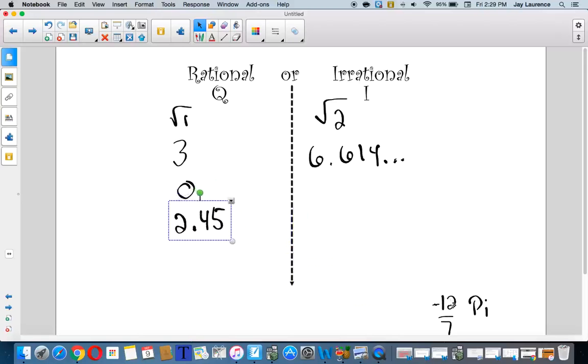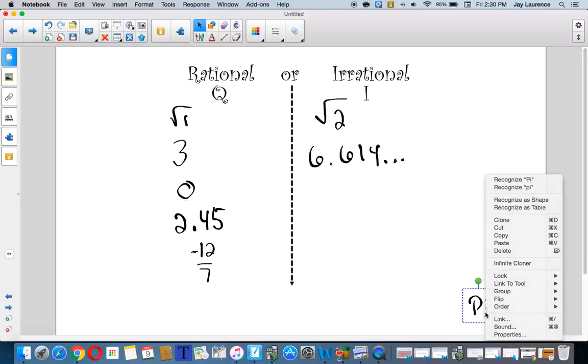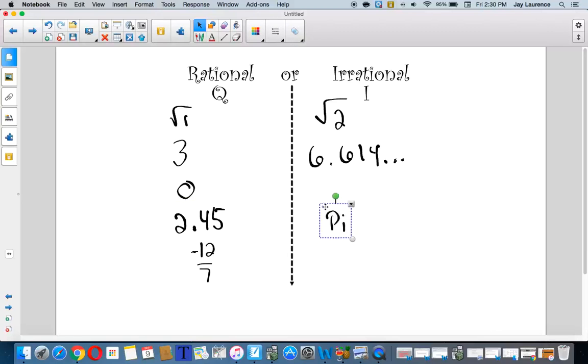Okay, negative 12/7. Hey, wait a minute. I remember Mr. Laurence saying something about all fractions are rational. There we go. And finally, pi. Pi. Well, pi is the most famous of the irrational numbers.